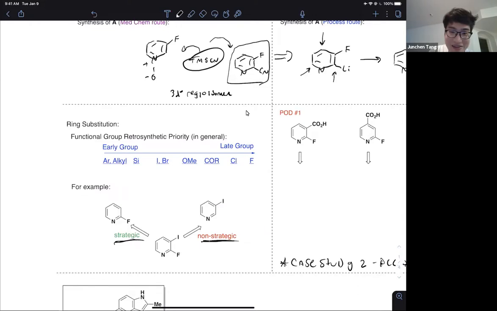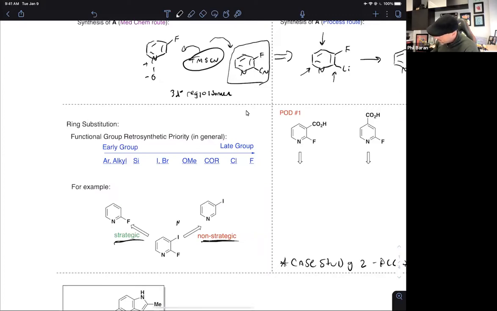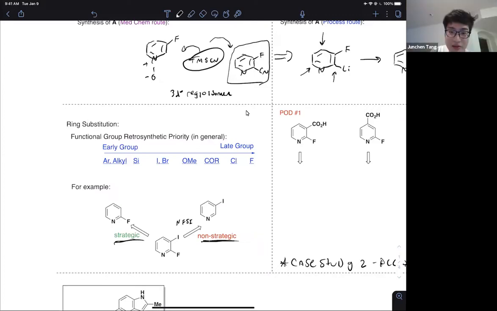I don't know how to put a fluoride on pyridine, so it might be an issue. Well, you could deprotonate and use NFSI, for example. NFSI would do it. Okay, so why, I'm trying to understand how your intuition guides you to the one on the left rather than the one on the right as a viable disconnection. It's a chemoselectivity thought, I think.